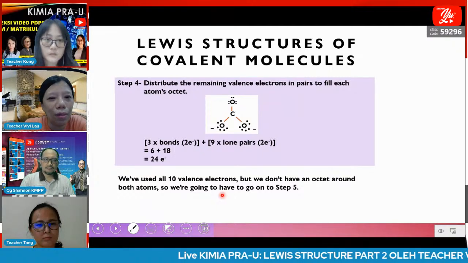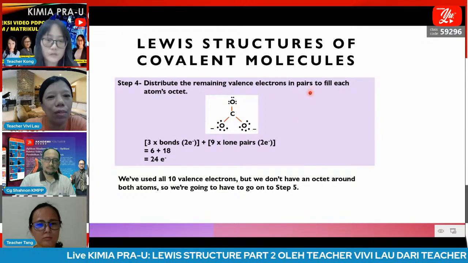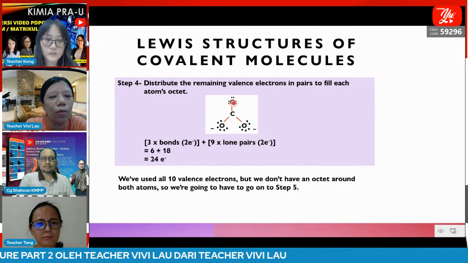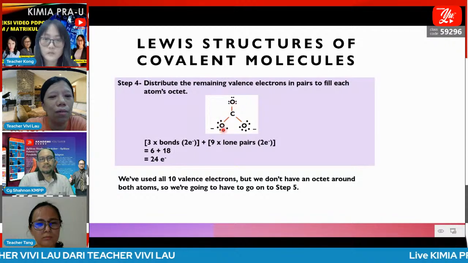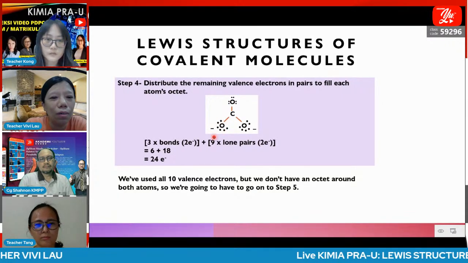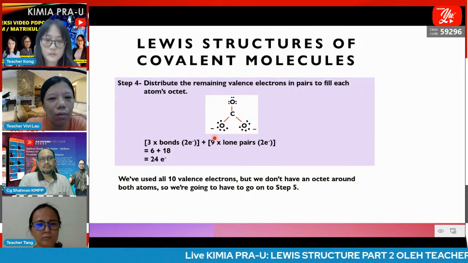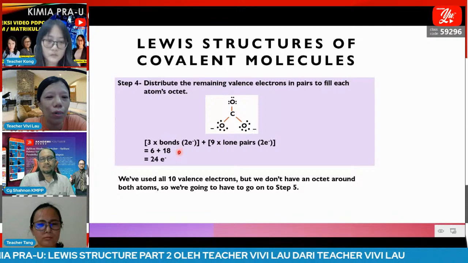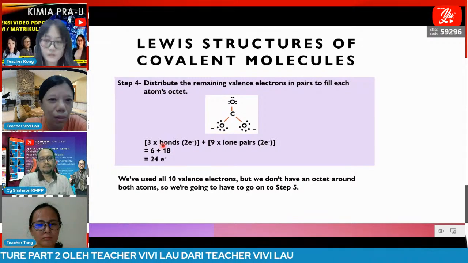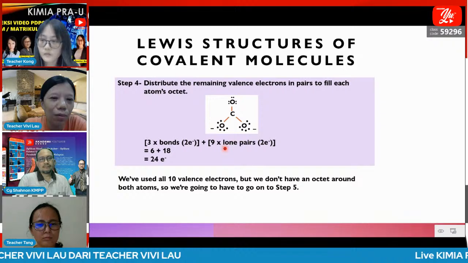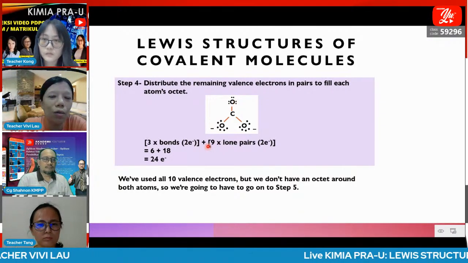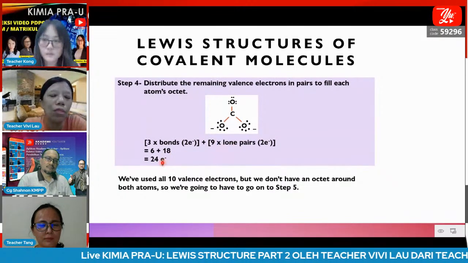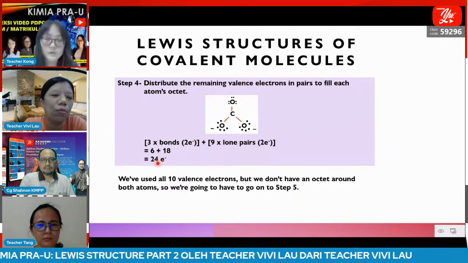Then step 4, you distribute the remaining electrons as lone pair electrons to the surrounding atoms. Oxygen must obey the octet, so you must have 8. Ignore the charge first. You have 3 bonding pairs just now, right? 3 times 2, which is 6. Then lone pairs, 9 lone pairs here, so 9 times 2 is 18. So 6 plus 18, you get 24 electrons. So you will use up all the 24.